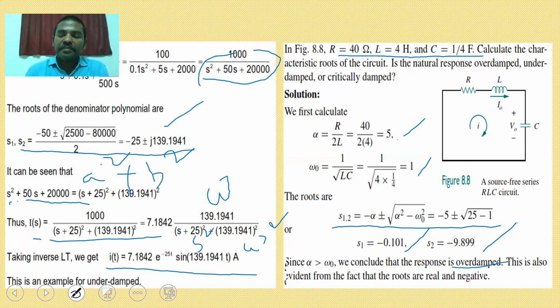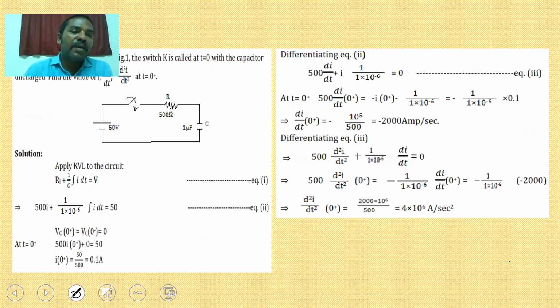Are you understanding? Then coming to the last problem. Here they are given an RC circuit.